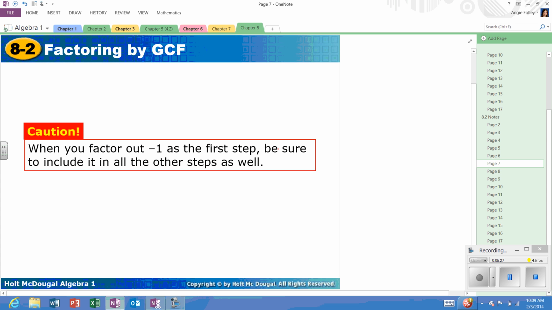If you factor out a negative 1 in the first step, be sure to include it. So if you pull it out, you've got to take it with you through all the steps. You can't just leave it floating out there.